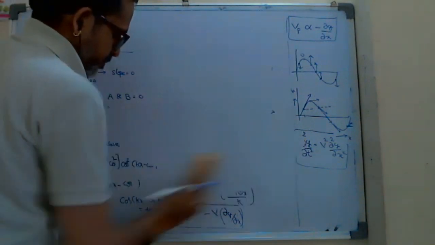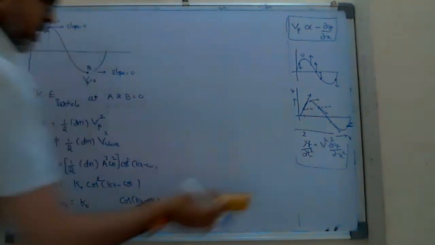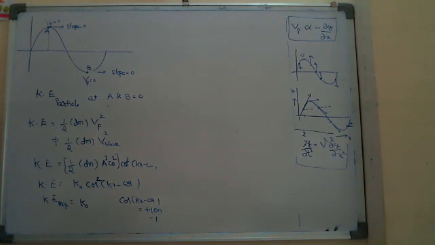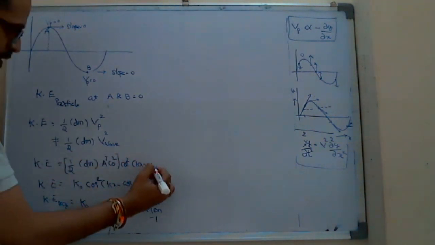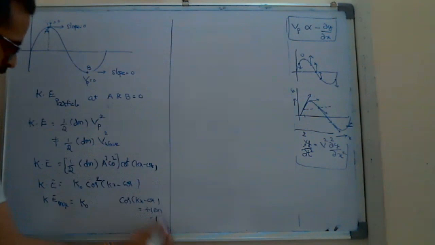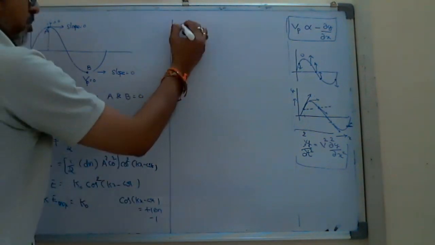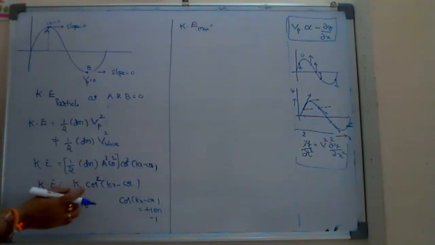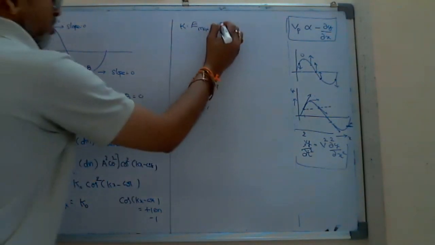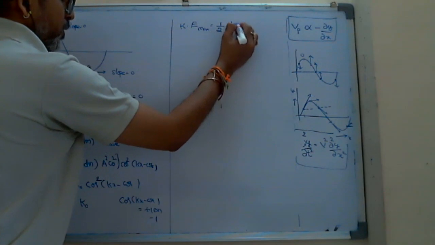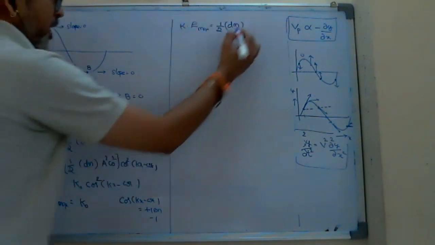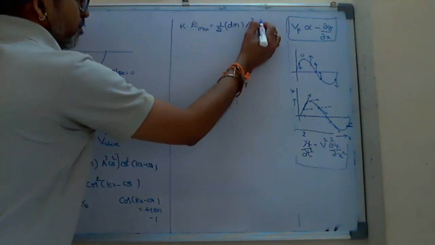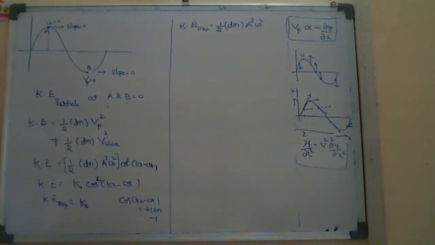Then here, what do we write? KE max is equal to K naught, which means half into dm into a square omega square. This is the maximum kinetic energy for you in the wave.